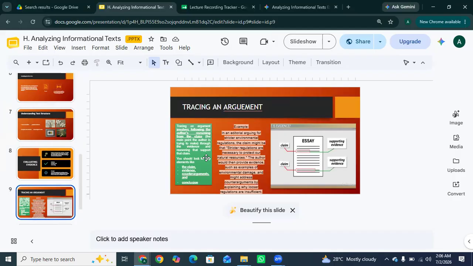So this is about tracing an argument. As I have told you, this means acting like a tracker and following the author's logic from their main claim, through their proof, past any opposing ideas. For example, in an editorial arguing for stricter environmental regulations, the claim might be that stricter regulations are necessary to protect our natural resources. The author would then provide evidence such as examples of environmental damage and might address counter arguments by explaining why looser regulations are insufficient.